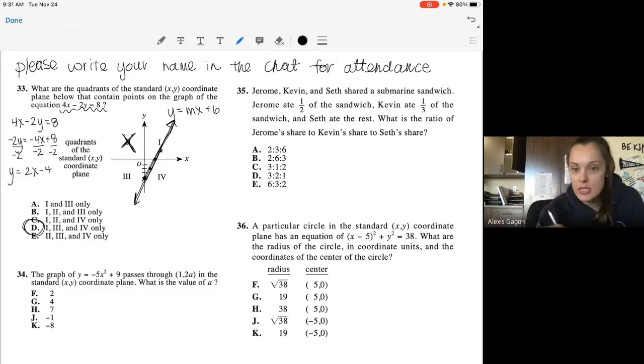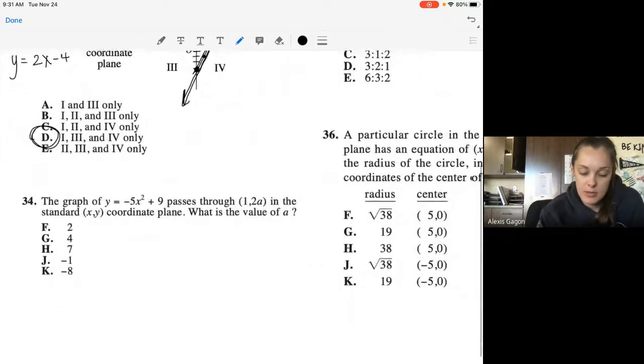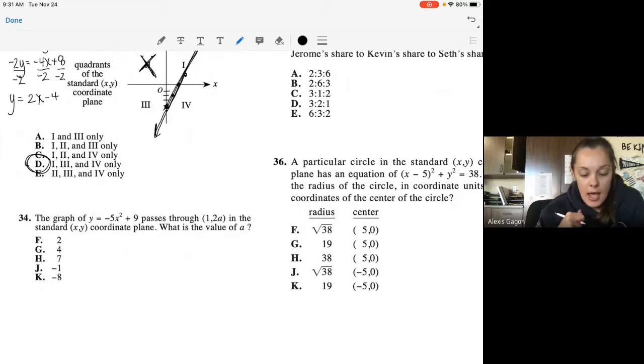Okay, any questions with that? Okay, let's look at this one. I'm going to zoom in just a teeny bit. So this one, the graph of y equals negative 5x squared plus 9 passes through 1, 2a in the standard xy coordinate plane. What is the value of a?